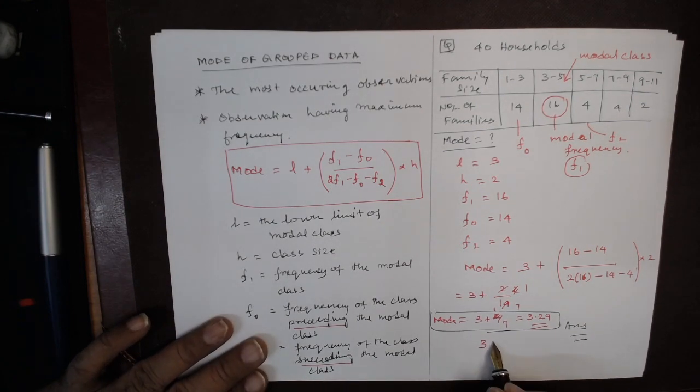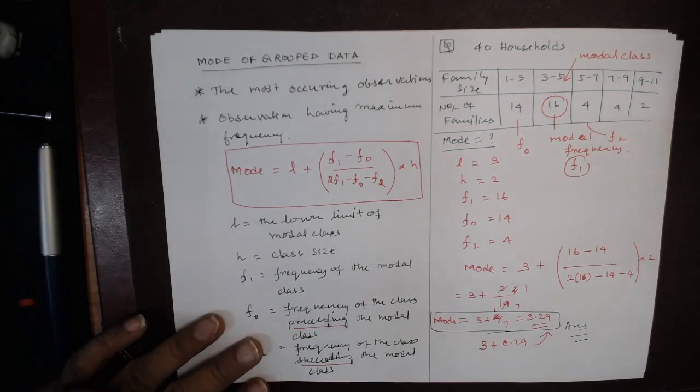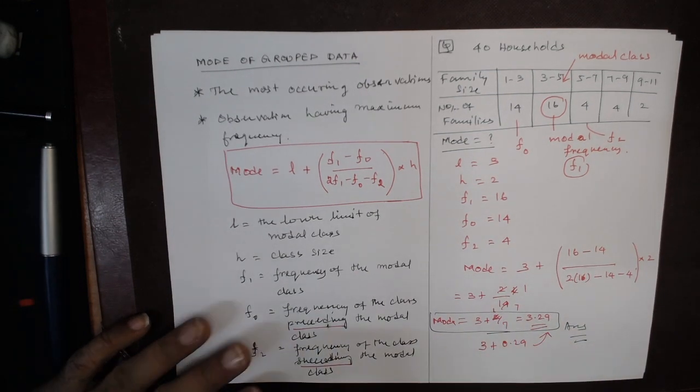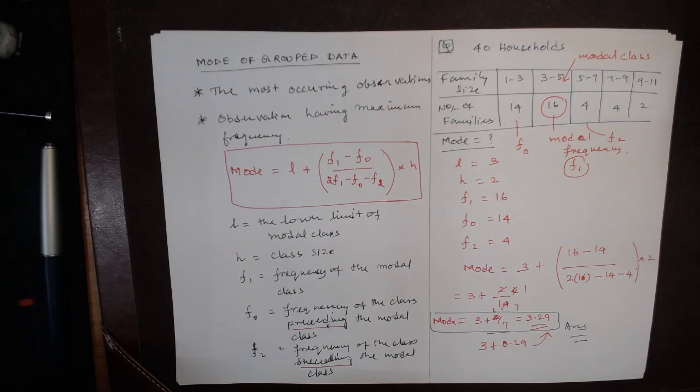Three plus 0.29. That is 3.29. 1 by 7. Okay.